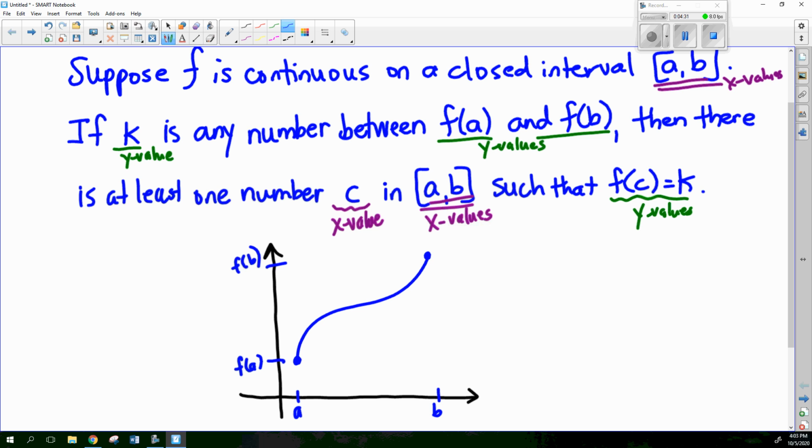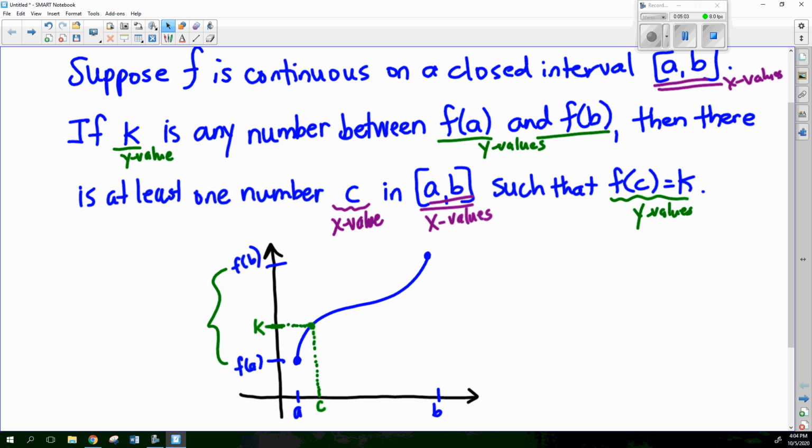Okay? Well, what this theorem says is, as long as my graph is continuous on that closed interval, if I have some k value anywhere between f of A and f of B, then there has to be an x value, okay, we'll call it C, that corresponds to it, and that C has to fall inside that original interval. Okay, so go away, box. I just want the box to go away.